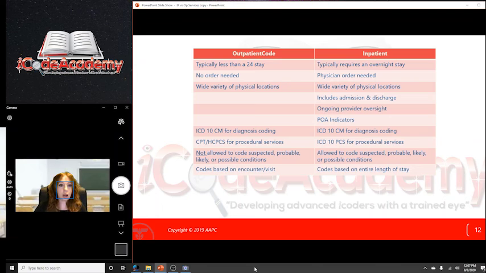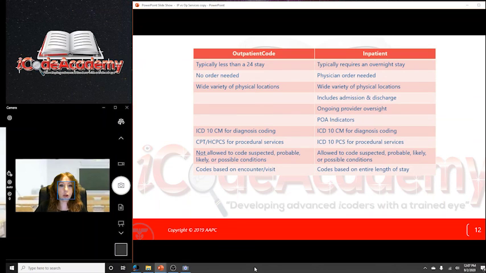For both inpatient and outpatient, we're going to be using our ICD-10 CM manual for the diagnosis coding, but the big difference is going to be where we're doing our procedural coding. Outpatient side, you're going to have two manuals, CPT and HCPCS, and inpatient is going to be the ICD-10 PCS manual.